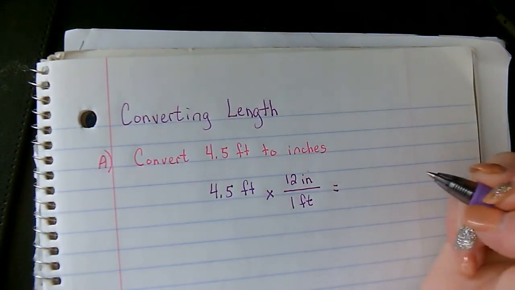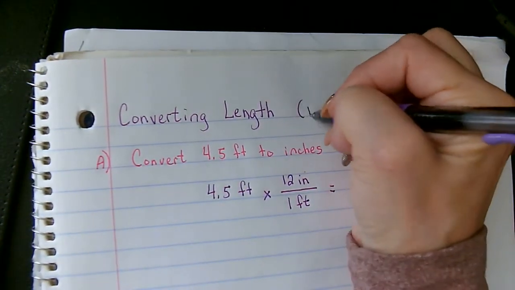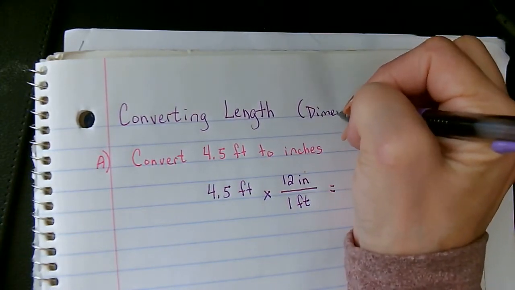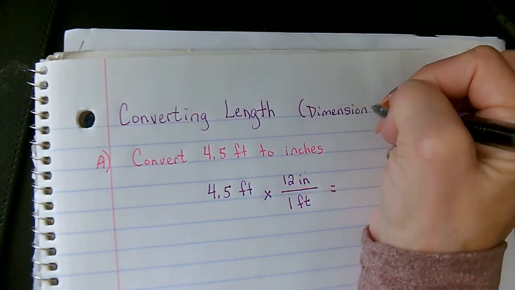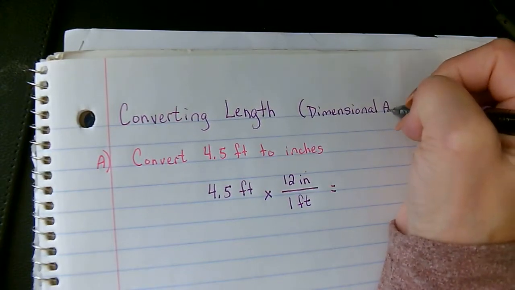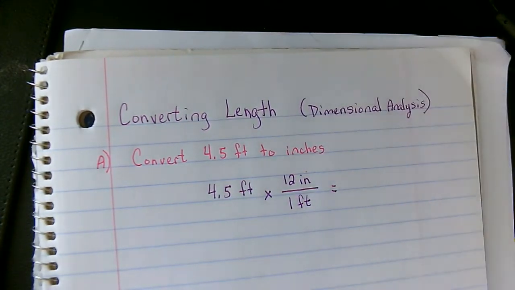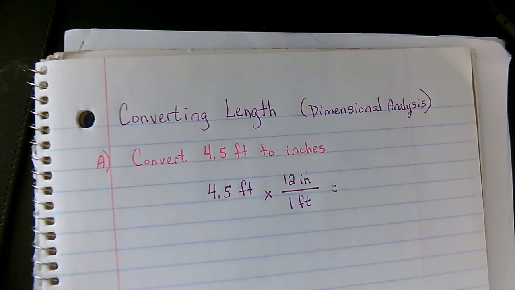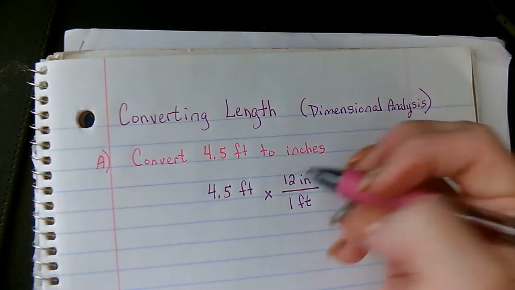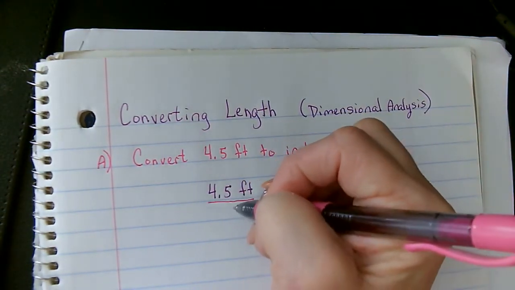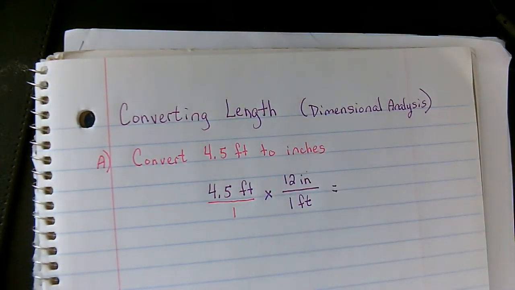This is called dimensional analysis, and I'm going to write that up here because you're going to hear that from time to time moving forward, and it gets more and more advanced as we go and as you get higher up in grades. So for dimensional analysis, let's take a look here. This is the same as over 1 because it's a whole number.